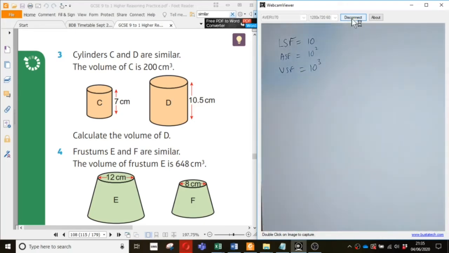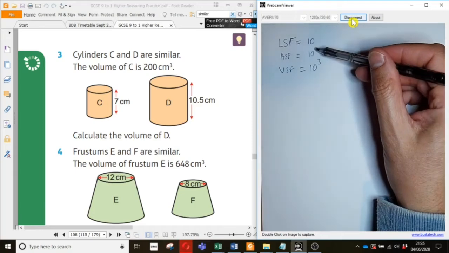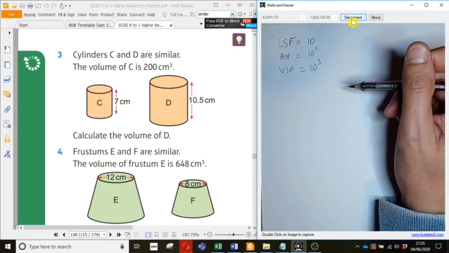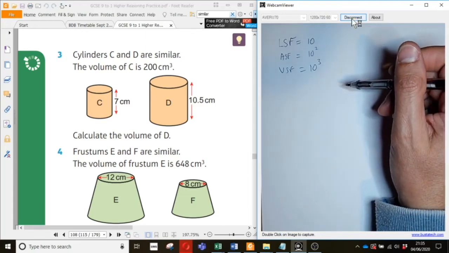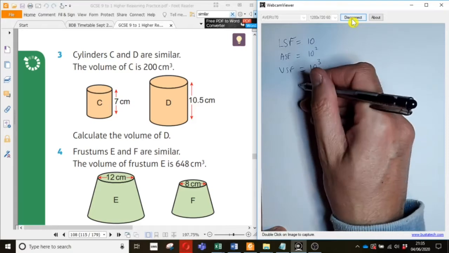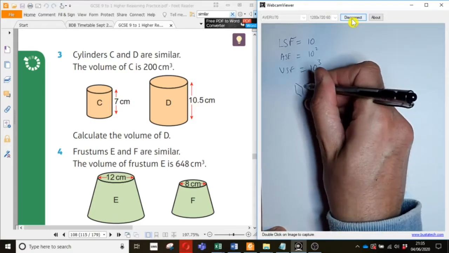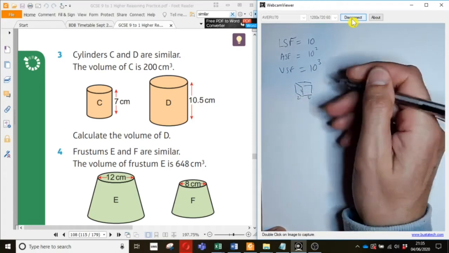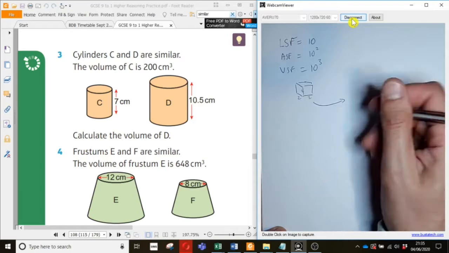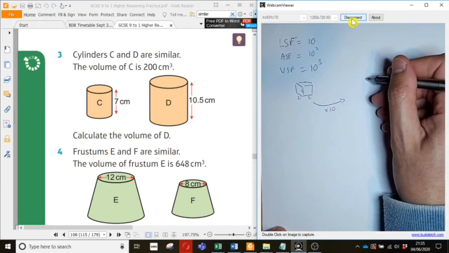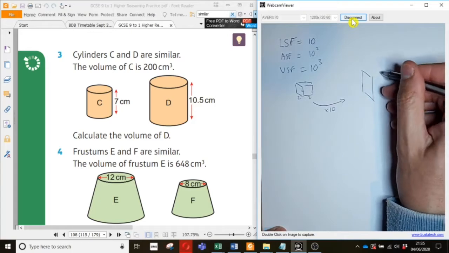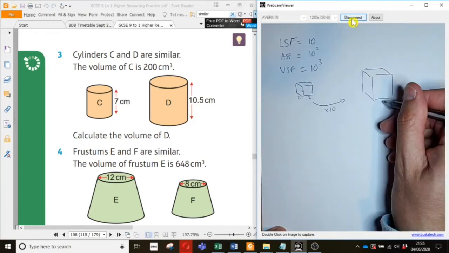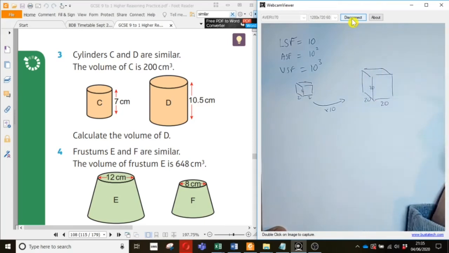Obviously it's not always 10, but the area scale factor is the length scale factor squared and the volume scale factor is the length scale factor cubed. I can show you why this is the case. If we quickly draw a small cube, let's pretend this is a 2 by 2 by 2 cube, and let's increase it by a length scale factor of 10. This is not drawn to scale, obviously. So 2 times 10 will be 20. All these lengths here will be 20.